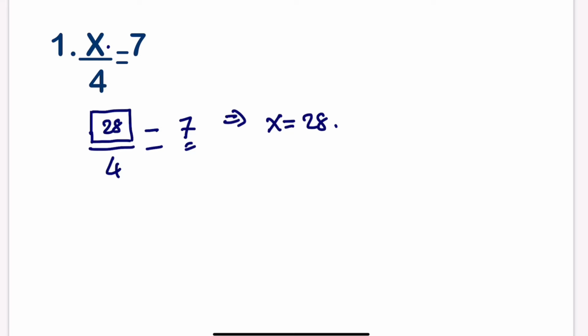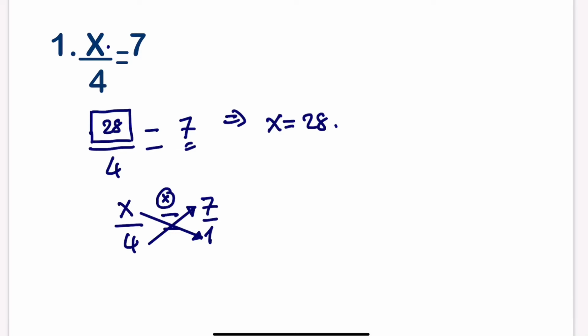Now if you cannot think it through, then you can just solve it. So we have x over 4 equals 7. Now we all know that 7 is also the same as 7 over 1. Whenever you have fractions, what you need to do is cross multiply: the numerator times the denominator, the numerator times the denominator. So if we cross multiply, don't forget this cross multiplication.